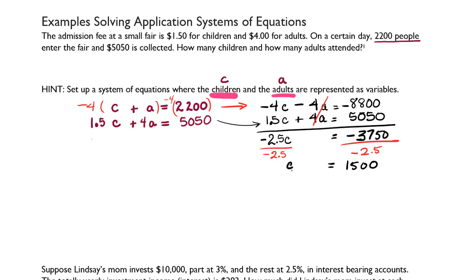And now we can use that number to find a. If we know that a total of 2,200 people attended the fair and 1,500 of them were children, that means that 2,200 minus 1,500 will give you the remainder. So 700 were left. So 700 were adults and 1,500 were children.